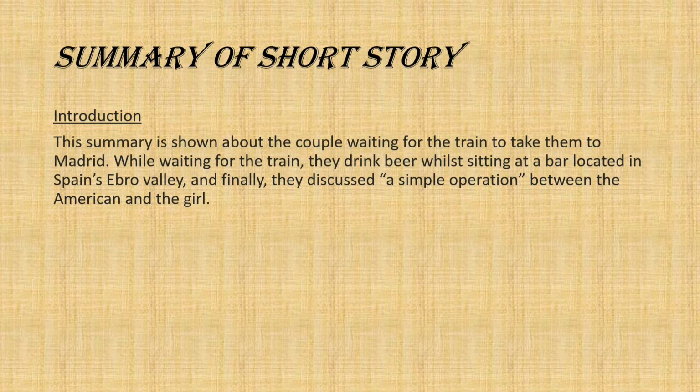The summary of the short story is about two lovers who are waiting in Madrid while having some beer. Whilst waiting for the train, the American guy started the conversation by asking Jig to do a simple operation. But at the end of the scene, Jig says that she is fine, but deep inside, she is lying to the American guy, and then the train takes them to their destination.